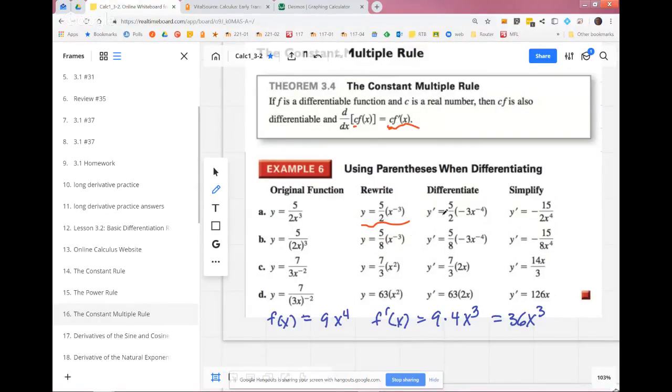Leave 5 halves alone, take negative 3, multiply it by the entire quantity, negative 3, reduce the power by 1. From negative 3 it goes to negative 4. Now just simplify. What's 5 halves times negative 3? Negative 15 halves. What's x to the negative 4? X to the positive 4 on the bottom.